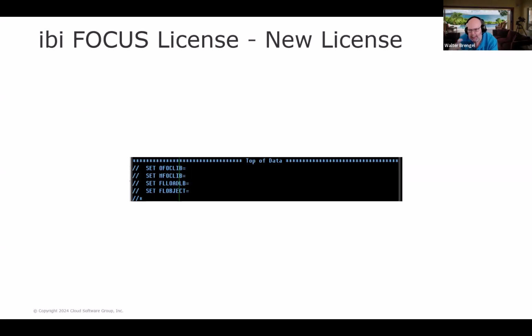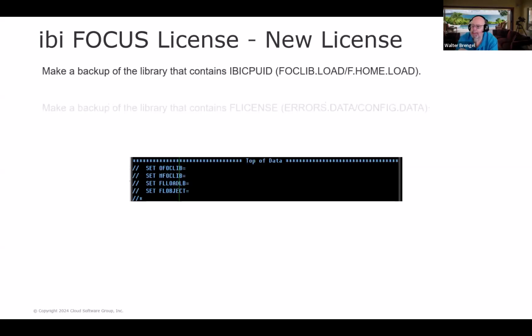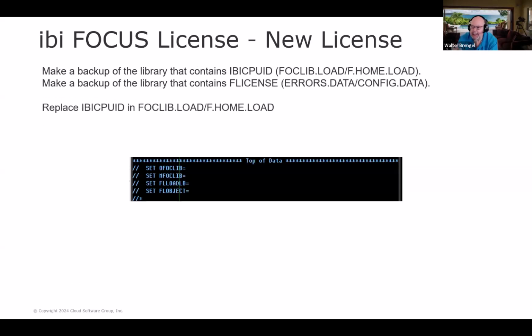There are going to be some parameters at the top of the JCL. All right, so when you apply the license key, make a backup of your library that has your IBI CPU ID, which is either going to be foclib.load or f.home.load. Make a backup of your library that contains F license, which would be in any of the data sets that are concatenated to errors. So primarily, it'll be in either errors.data or config.data or config.cfg. Replace the IBI CPU ID in the f.home.load, and replace the F license in errors.